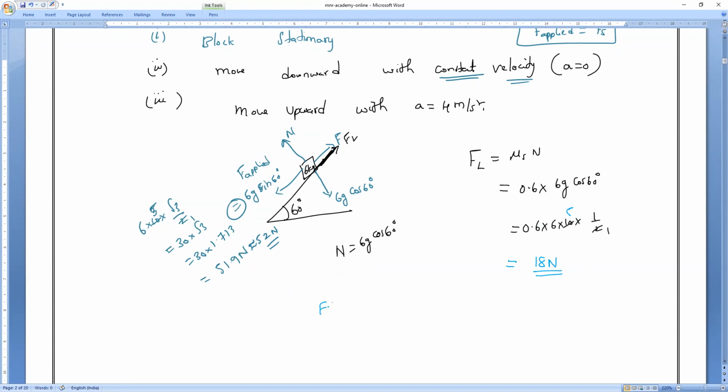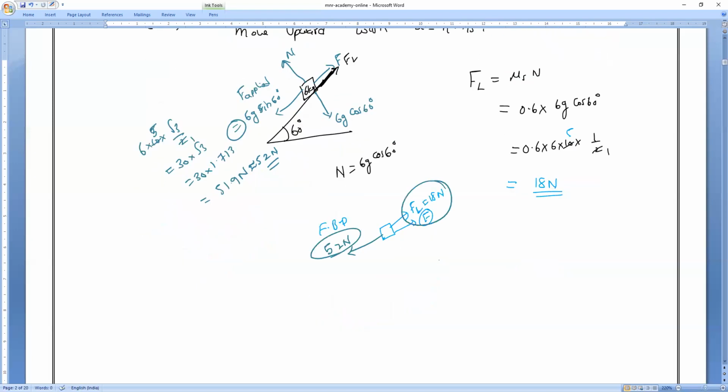If I draw the FBD, all of you check it on the x-axis. What is happening? Two forces. F limiting is equal to 18 newtons, and another force is acting, which we should find, F. Am I right or wrong, guys? How much? 52 newtons. So when the body is stationary, this is equal to this. Am I right or wrong?